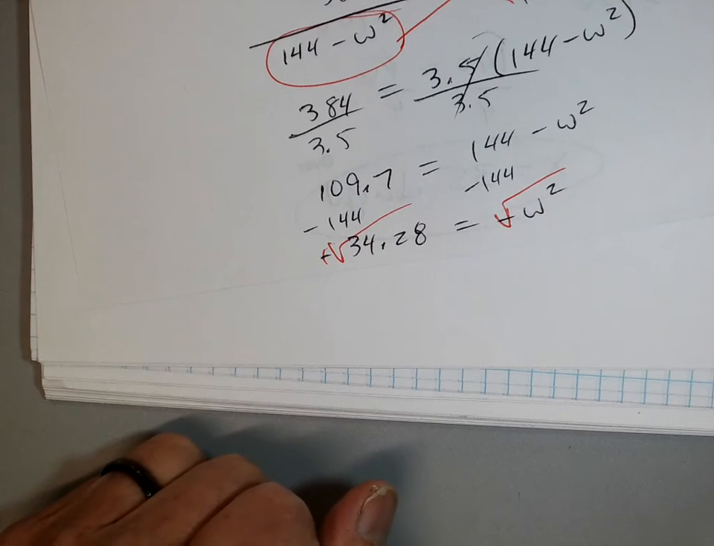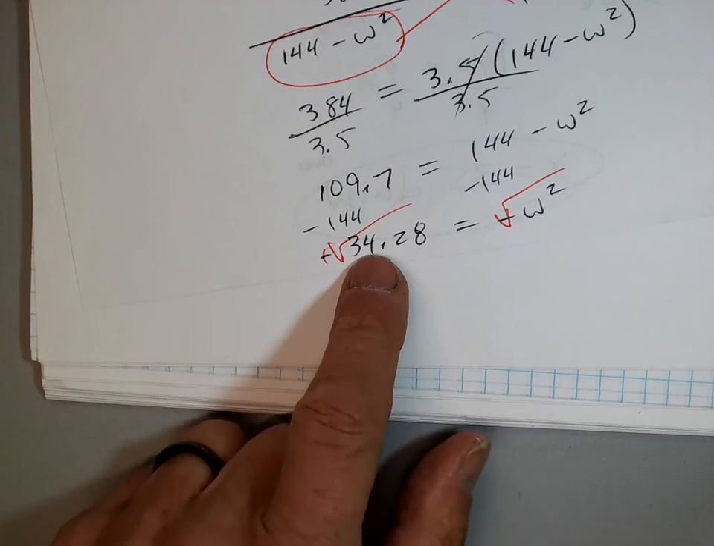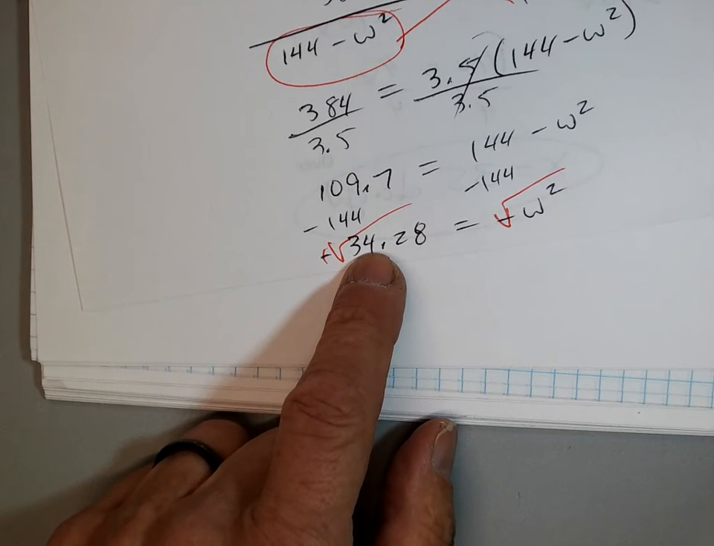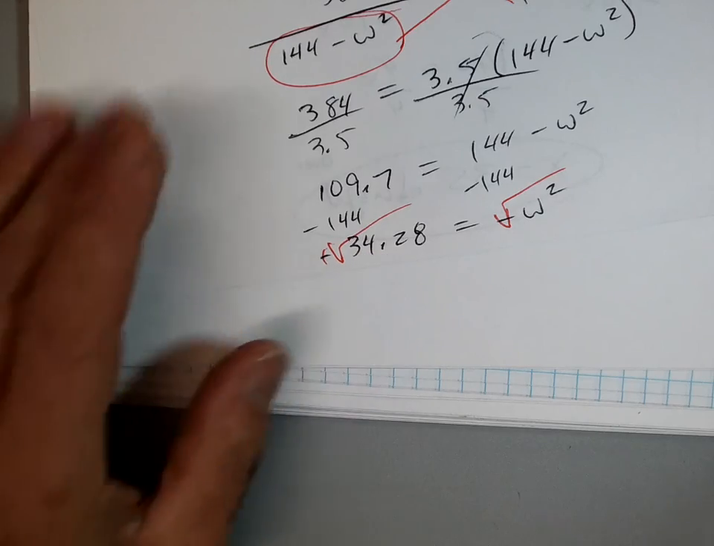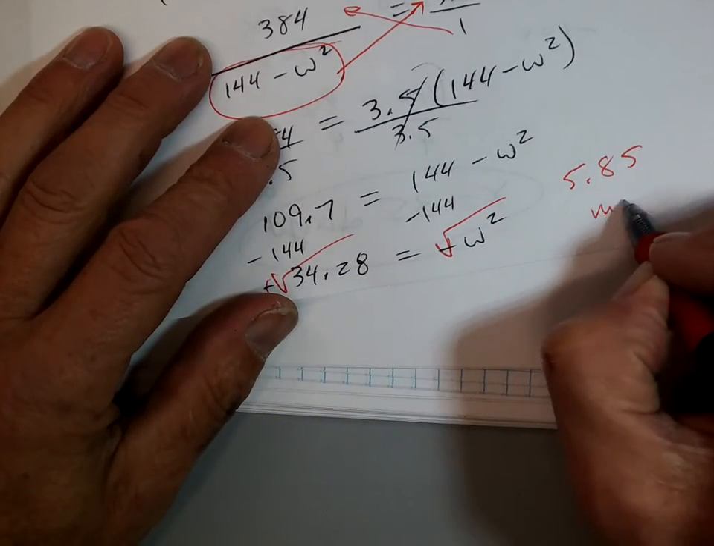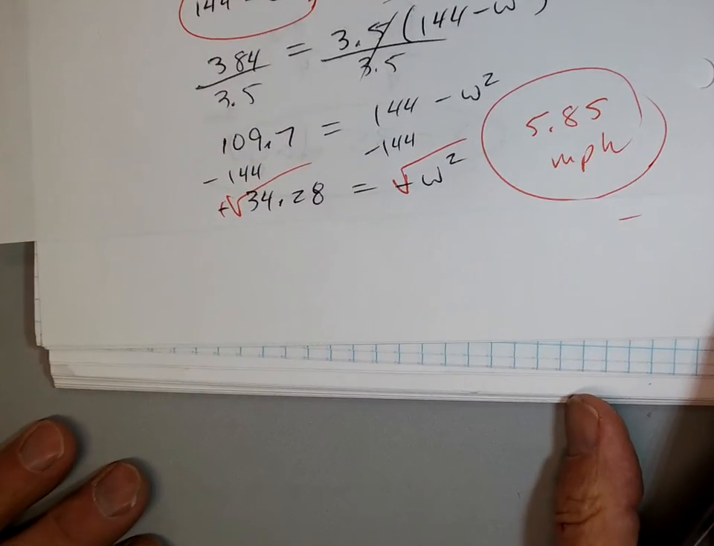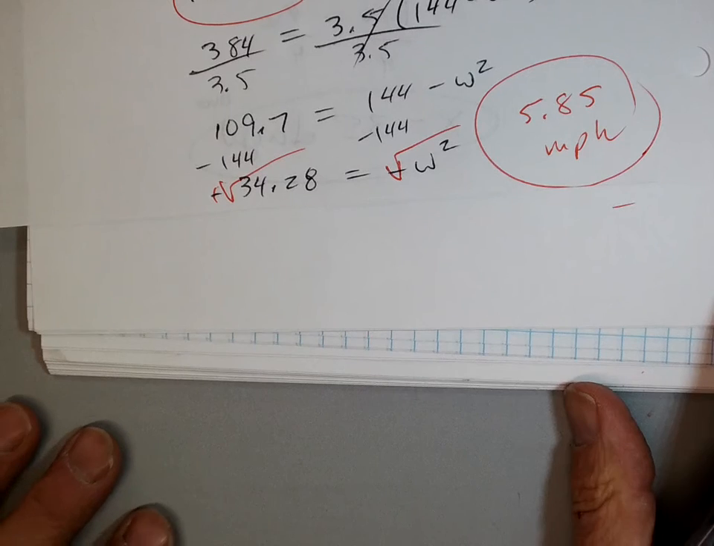Oh, it doesn't like that. Enter. It doesn't like that. Clear. So square root of 34.28, and I get an answer of about 5.85 miles per hour. That's not much of a wind, actually. But, you know, maybe I'm just getting old.